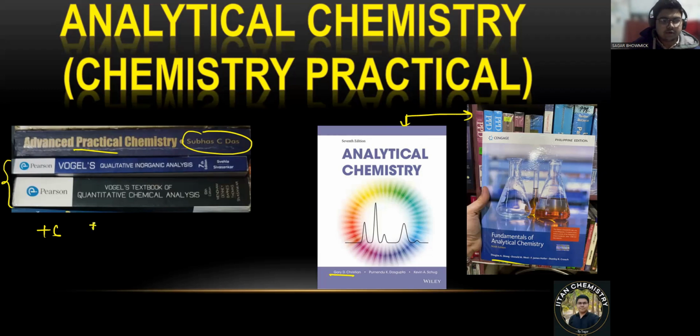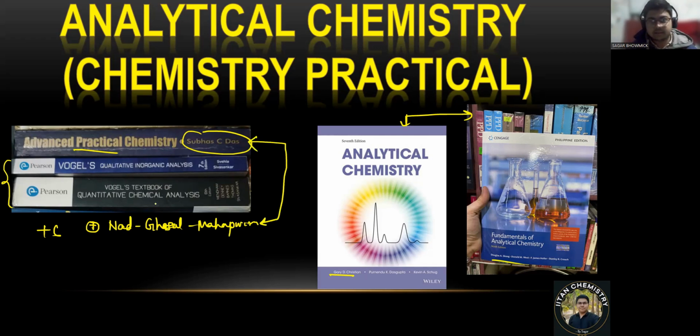Another book I want to mention is very student-friendly, because the language is very easy. That is Nad Ghoshal Mohapatra, which is the name of the author. These two books I mostly prefer for practical purposes, and the others for the theoretical background of practical chemistry. Vogel's and these two books are very famous and reliable worldwide. Okay, so intro is over.